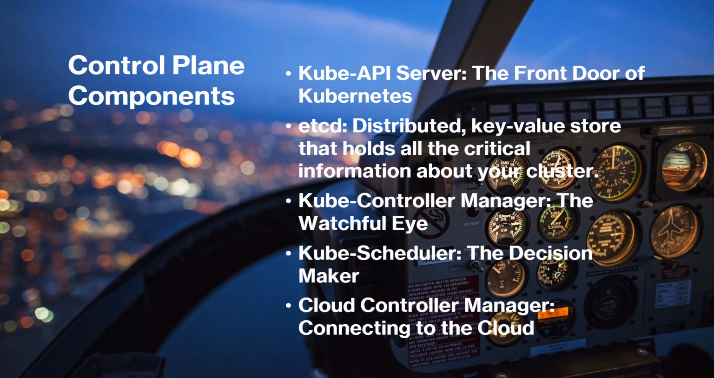Cloud Controller Manager, connecting to the cloud. The Cloud Controller Manager allows Kubernetes to interact with your cloud provider's infrastructure. Whether you're running on AWS, Google Cloud, Azure, or any other cloud, this component manages things like cloud-native load balancers, volume management, and network routes. This separation allows Kubernetes to work smoothly across multiple cloud environments.